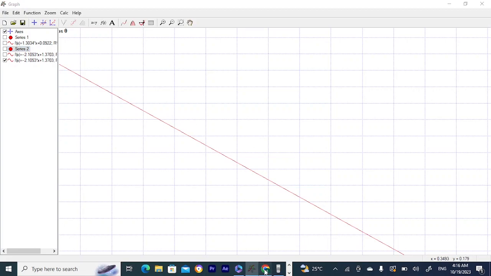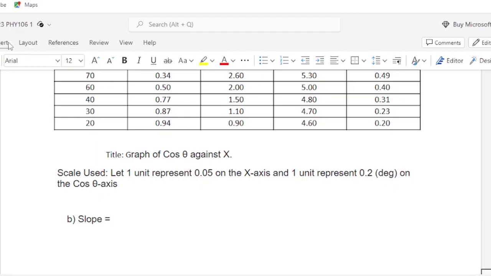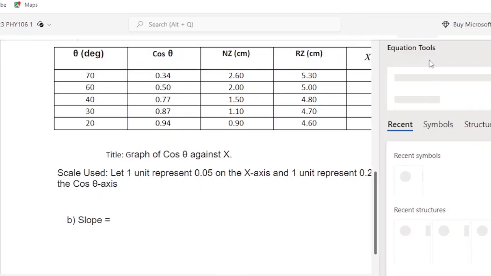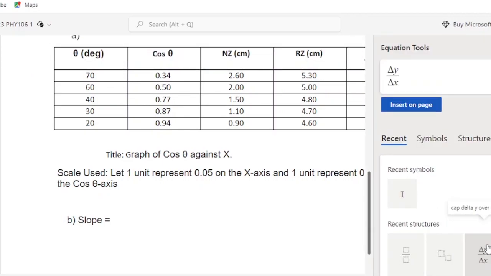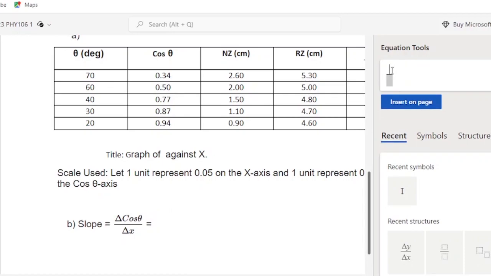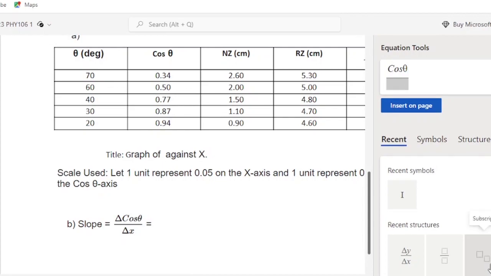But before I proceed, let me go back to put my formula for slope. Slope is equal to change in, not change in y now, since the y-axis is actually cos theta, so I'll say change in cos theta over change in x. That becomes cos theta 2 minus cos theta 1, cos theta subscript 2 minus cos theta 1.